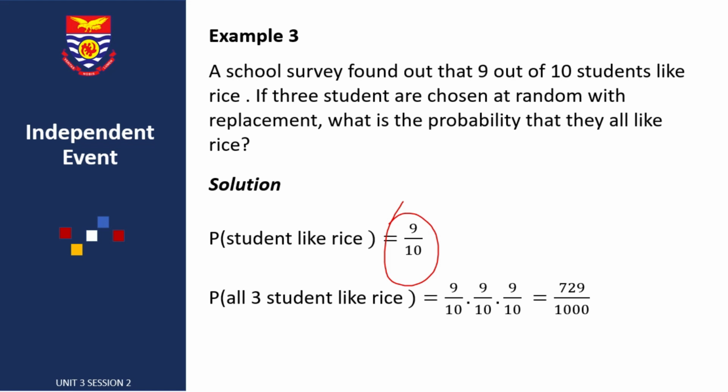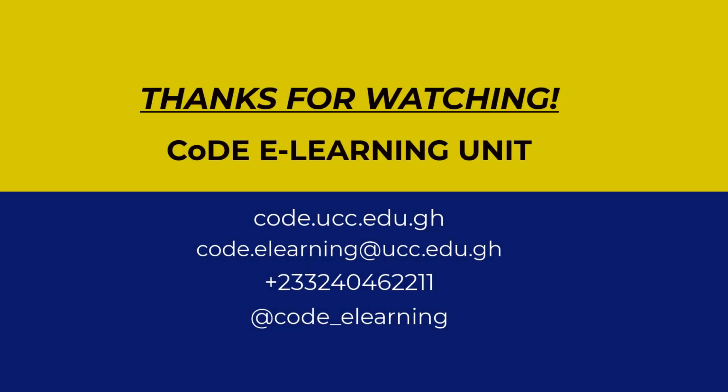That will be the probability of the first one, let's say being A, the second one being B, and the third one being C. They're all 9 over 10. And that will give us 729 over 1000.